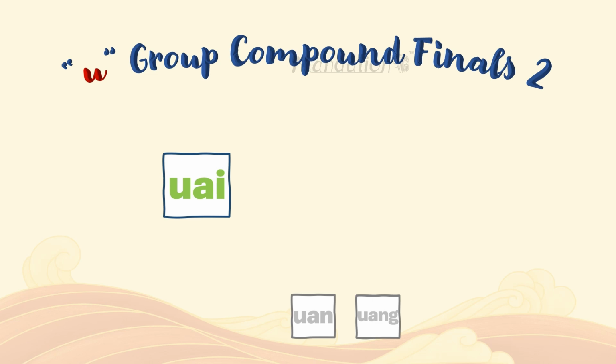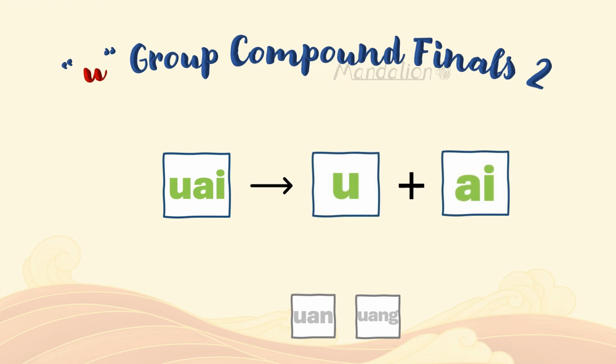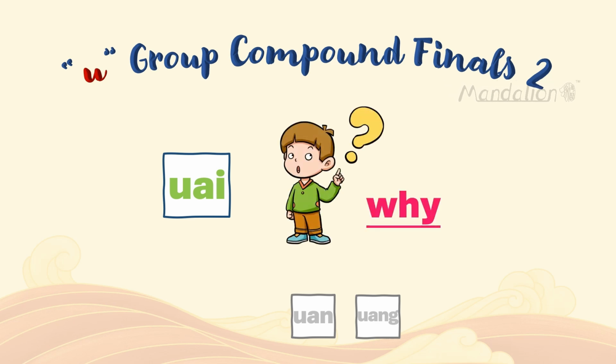The first compound final, uai, is made of a combination of the simple u final and the compound final, ai. When said quickly as one whole syllable, it should sound similar to the English word why. Why.